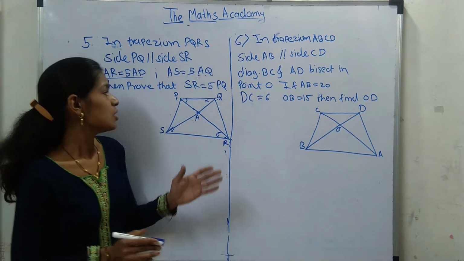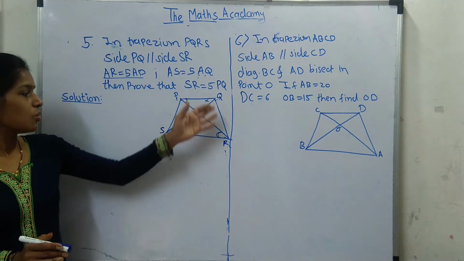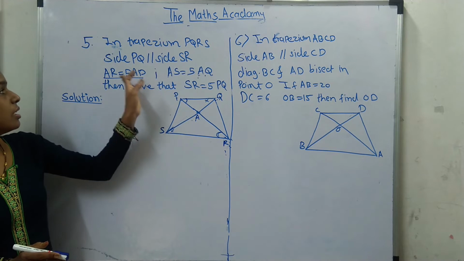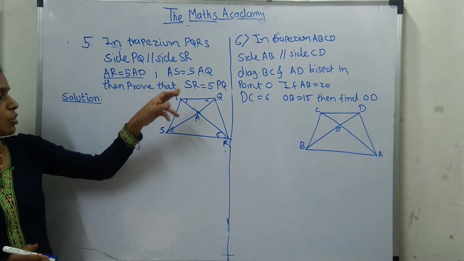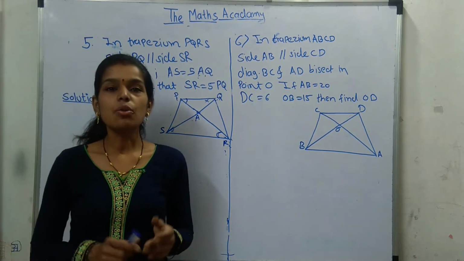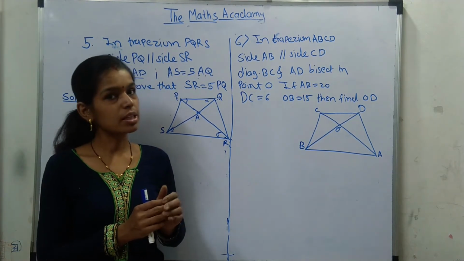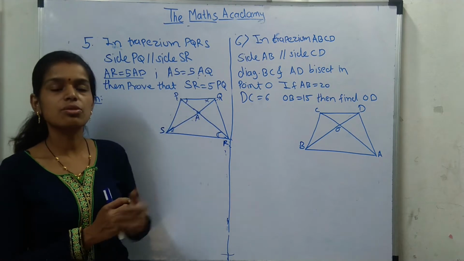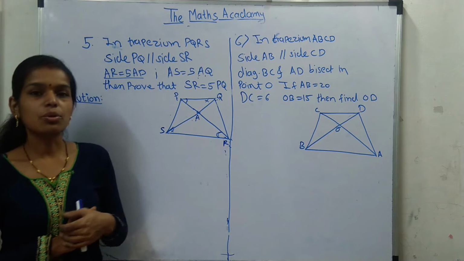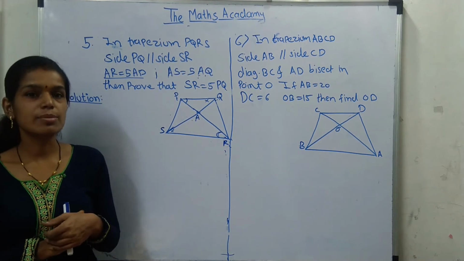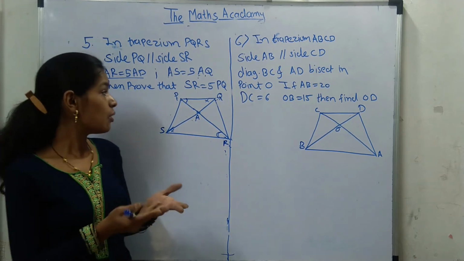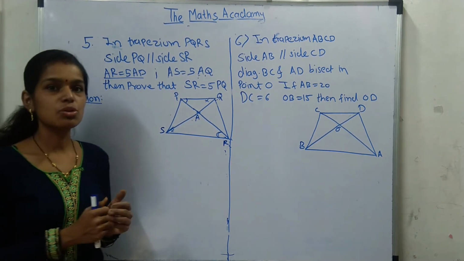See here, you have been given the trapezium PQRS in which side PQ is parallel to side SR, and you have been given that AR is 5 times AP and AS is equal to 5 times AQ. Now the question is how you have to apply the test of similarity here for proving the result SR is equal to 5 times PQ. To prove this result, we have to show that the two triangles are similar to each other by the test of similarity. Now how will you show it, and which triangles will you show here?